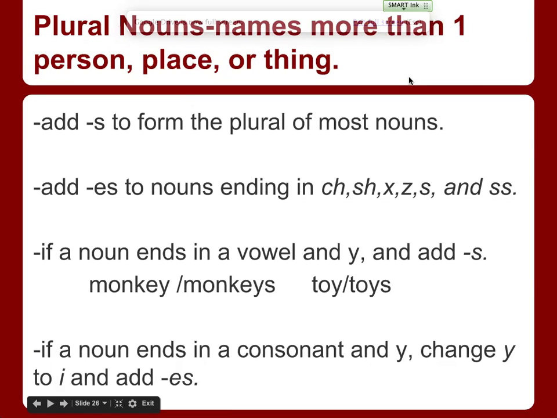Okay, so plural nouns. For plural nouns, how many of you know what a noun is? How many of you don't know what a noun is? Okay, what's a noun? Am I a noun? Let's prove it then. Why? A noun is a person, a place, or a thing. So, is this book a noun? Okay, it's a thing.